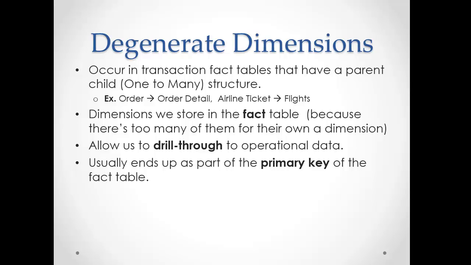They're not necessarily facts, they're dimensions. But if you have 10 million facts, and they're all orders, and each one has a different order number, then it doesn't make sense to make an order dimension table that has 10 million rows in it just to represent those order numbers. So that's what a degenerate dimension is. Again, it's just the columns that we put in our fact table because it doesn't make sense to put them in their own dimension.